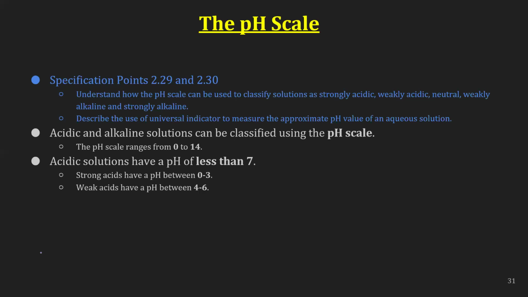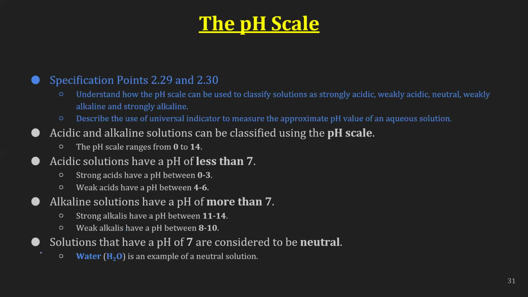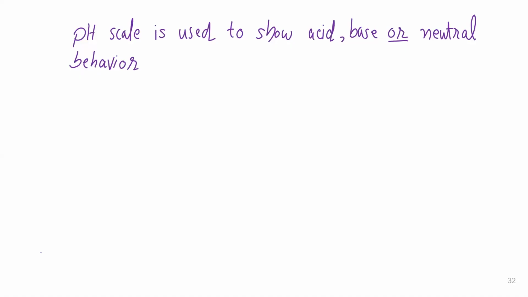Now, what is this grading system? It's a scale. Another example of the concept of scale is our Edexcel 9 to 1. 9 to 1 is a scale. So similarly, chemistry needs a scale to calibrate the acids, so that we can say how strong it is and how weak it is. That is the theme behind the scale. The pH scale is used to show acid, base, or neutral behavior.